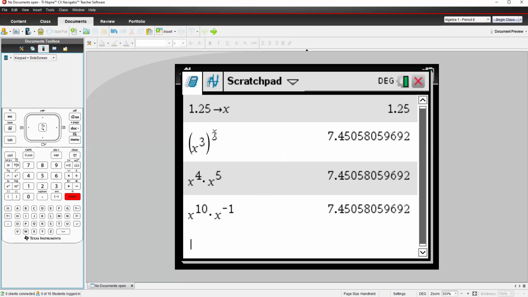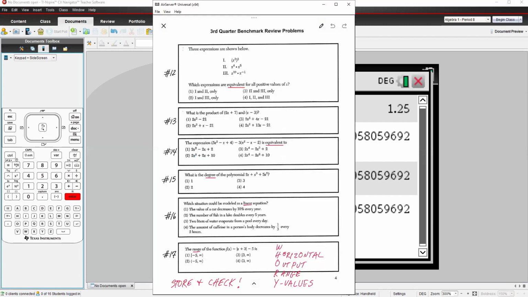This is 3 times 3 gives us 9. This is 4 plus 5. Product means you add the exponents. This one, you're adding the exponents, so it's going to be 10 plus a -1, which is 9. So all of these are the same. So we go to this one, and we would circle choice 4.